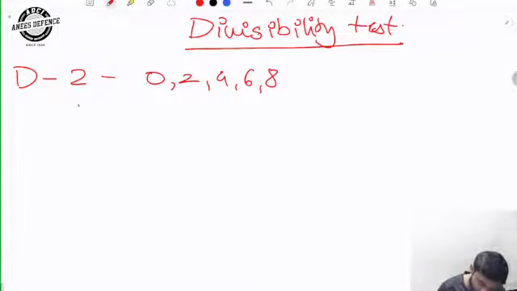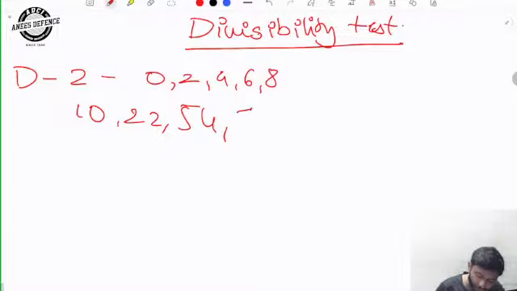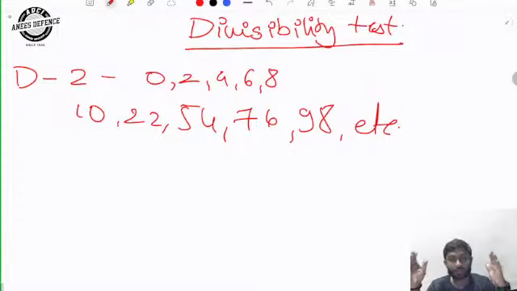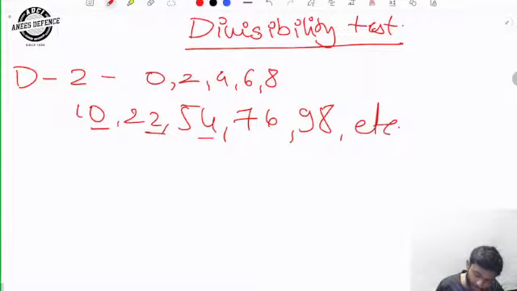For example, 10, 22, 54, 76, 98, etc. Every such number is divisible by 2 because it has 0, 2, 4, 6 or 8 in its units place. Always remember that. Next, divisibility test of 3.